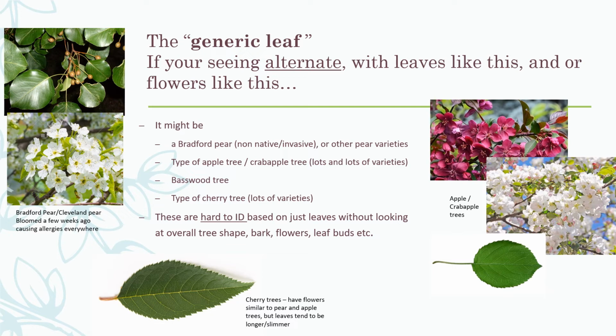So within the alternate branching group of trees, you'll run into a lot of generic leaves. All right, leaves that just look like any 3-year-old's idea or drawing of what a leaf looks like. Unfortunately, these are very hard to ID based on just the leaves without looking at the overall tree shape, the bark, the flower, the leaf buds, etc. But if you're just seeing a generic leaf, it might be a Bradford pear. The images to the top left are examples of that.